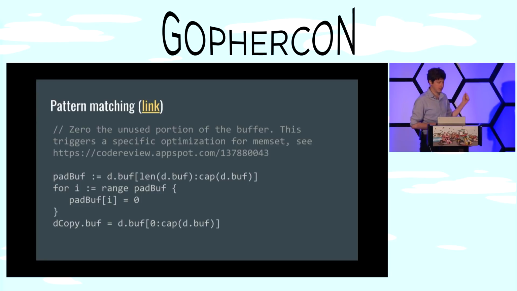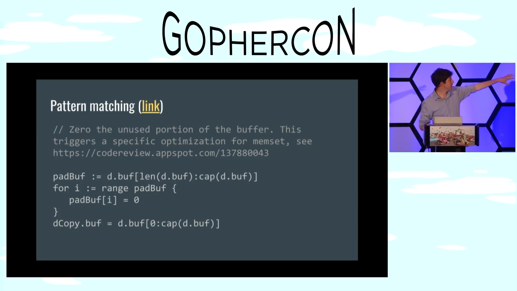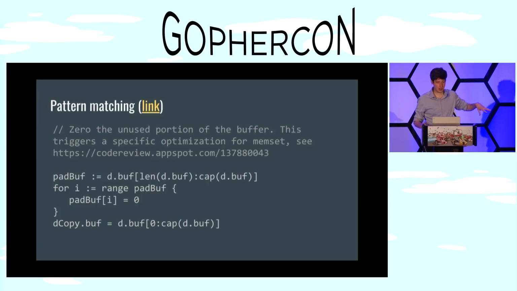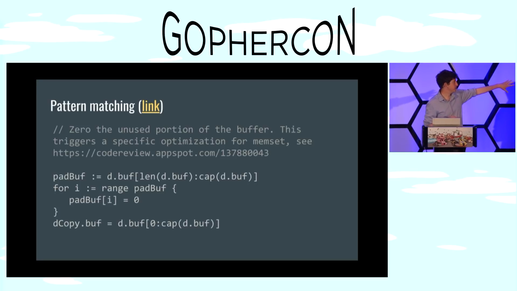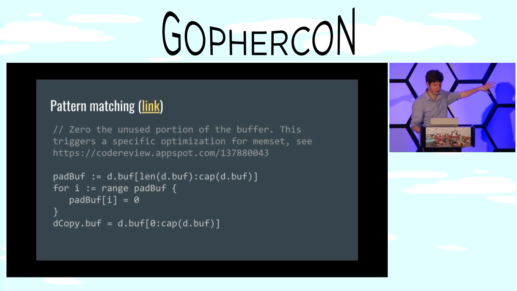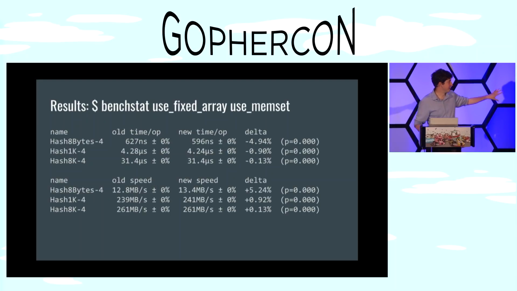And in this case, it recognizes that we are ranging over a slice and setting all of those values to 0. And it replaces that with a call to either memclear or memset, like one libc type call. So instead of doing this Go loop, we can just efficiently zeroize any amount of contiguous memory. And we write it like this to hint to the compiler that it should do this.